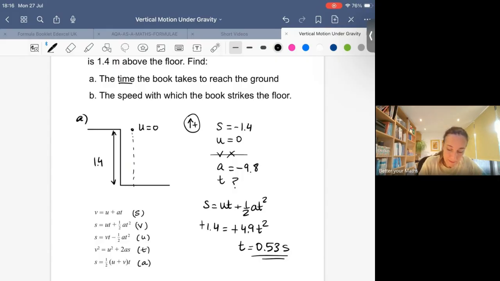For part B, they ask me the speed with which the book strikes the floor. We need the speed here. We need this v now. So we are going to use a SUVAT equation where we have v. Which one can we use? The simplest is always this one.